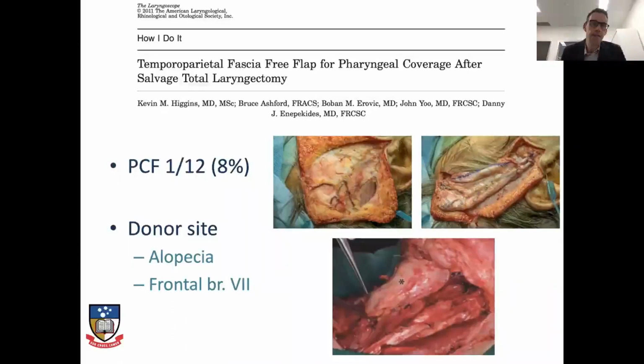Then it's a very well tolerated flap. And in this series of 12 patients, the fistula rate was only 8%, which again sits within the realms of what was described in that previous meta-analysis, and certainly very good outcomes and support for using vascularized tissue in salvage cases.